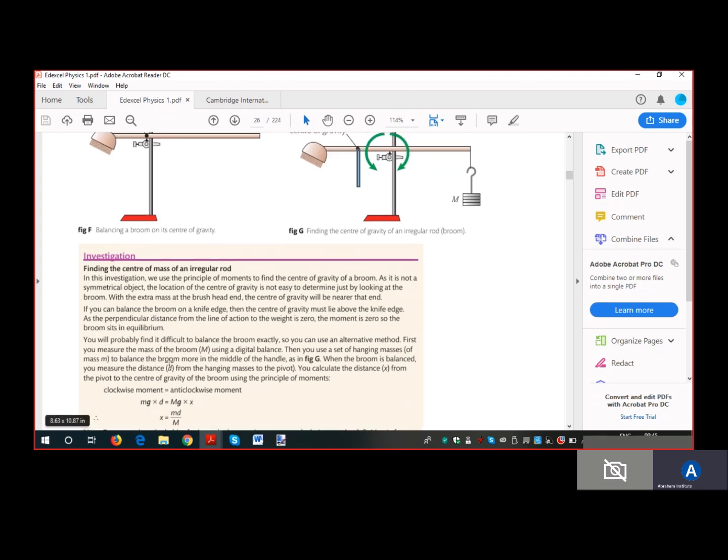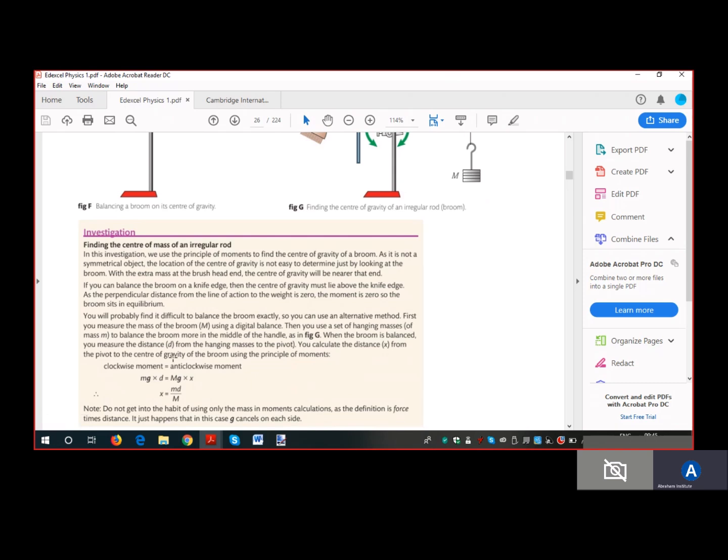Now if we know all these quantities, we can verify this equation. The left side of the equation should be equal to the right side because the object is balanced and the principle of moments applies. The principle of moments states that the total clockwise moment about any point is equal to the total anti-clockwise moment about the same point. So that's what they have here.